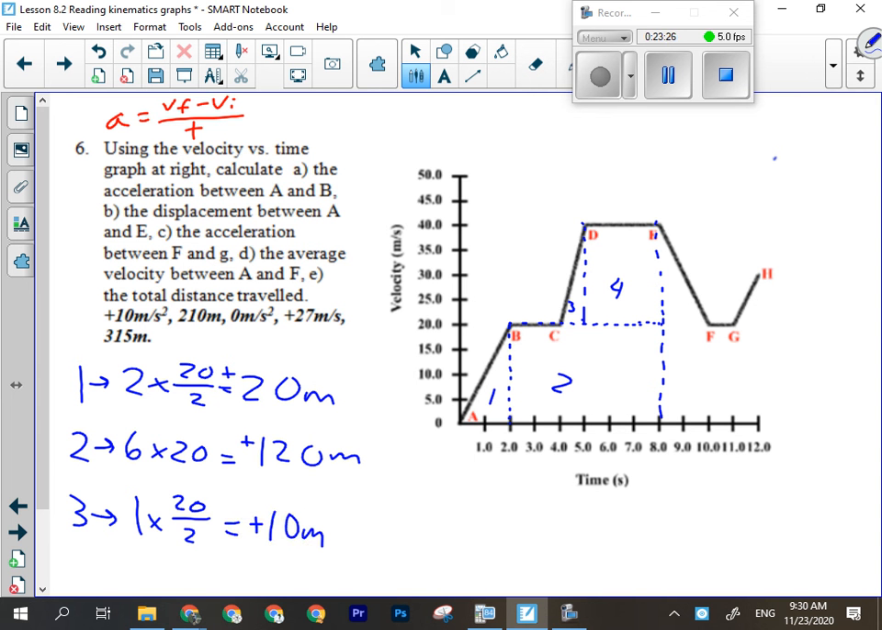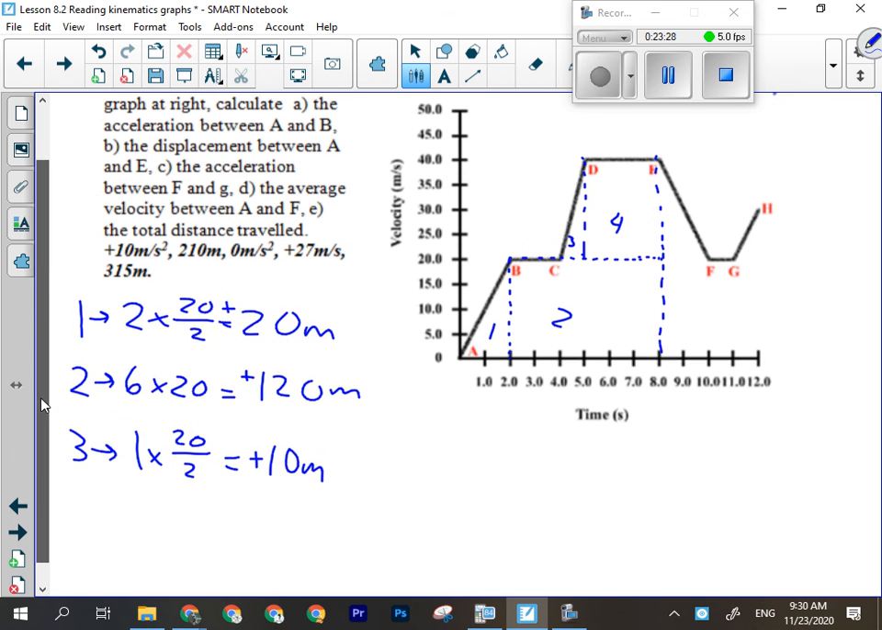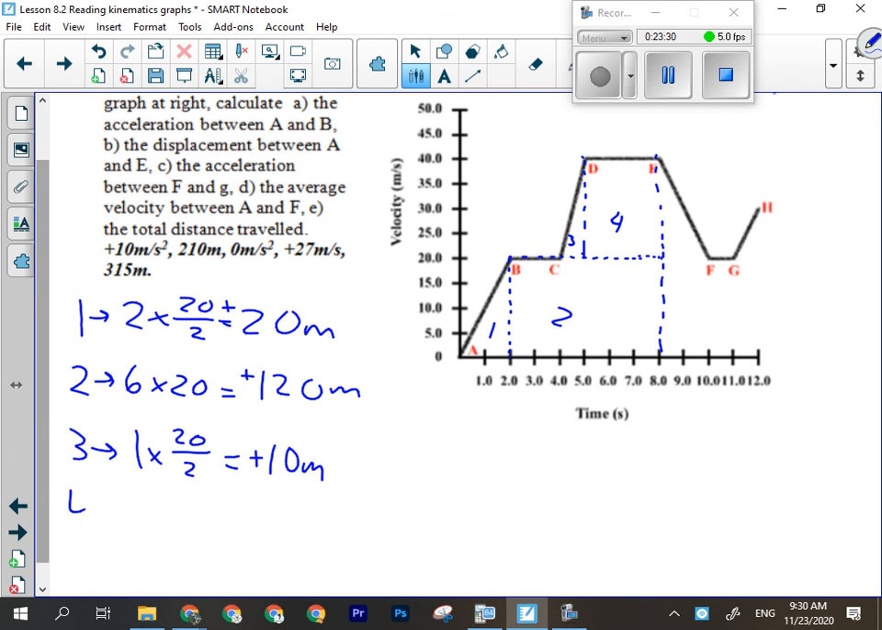And then looking at area number 4, our other rectangle. It has a base of 3 and a height of 20. So 3 times 20 equals positive 60. So we got 180, 210. Positive 210 meters is our displacement between A and E.